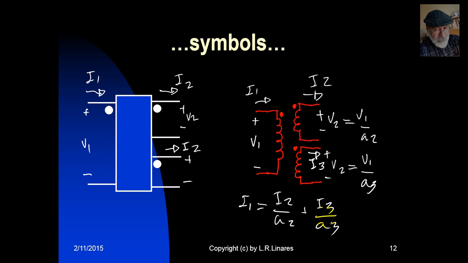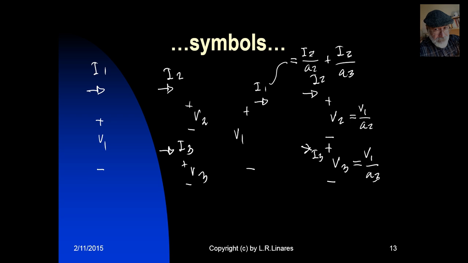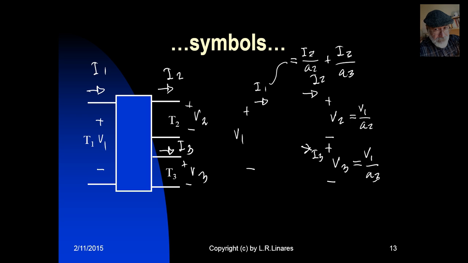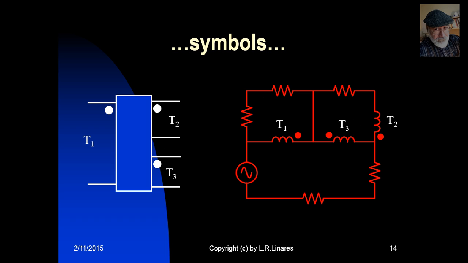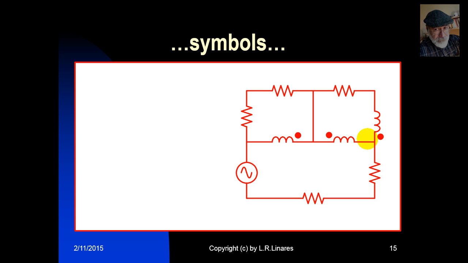Well, we are ready to do an exercise with a 3-winding transformer, are we not? Consider this scenario. We have a 3-winding transformer in a circuit. Primary, the secondary is on the far side on the right, and the tertiary. The dots indicate the relative polarities. Let's work on that exercise here.